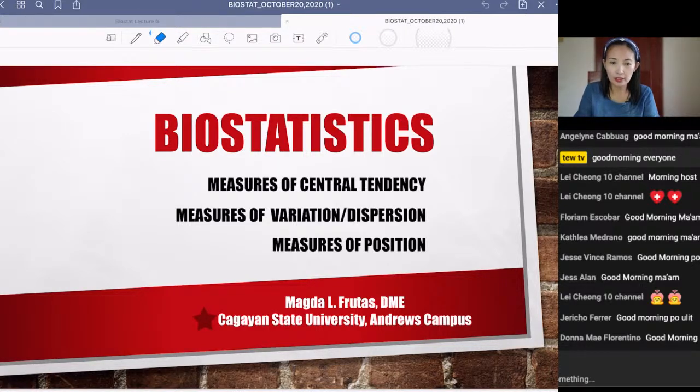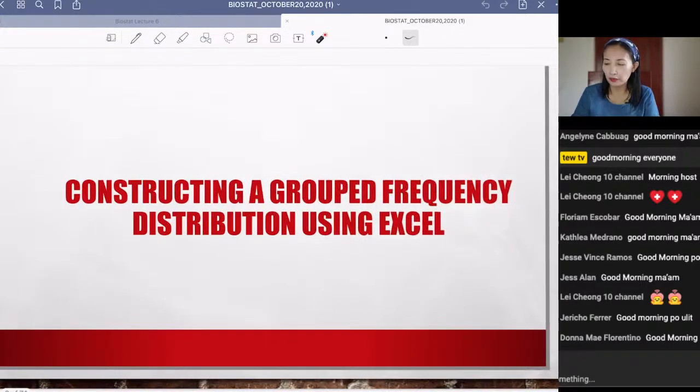From the frequency distribution table, we shall move on to the measures of central tendency in passing, because we already touched on this in our previous discussion. And then measures of variation, dispersion, and measures of positions. So this is all for this morning. We shall take up all three under descriptive statistics. First, how to construct a frequency distribution or a grouped frequency distribution using Excel.